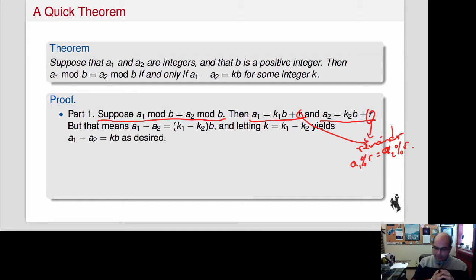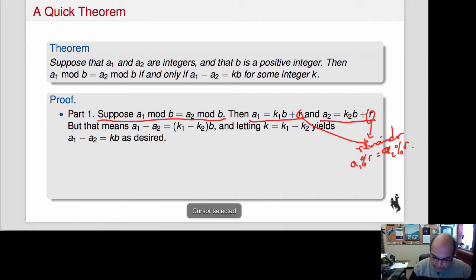And what do I get? That means that a1 minus a2 is equal to k times b, which is what I was trying to show, for some k. It doesn't actually matter what the k is, it's some integer. So great, we got that part.